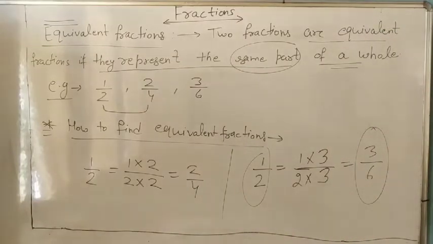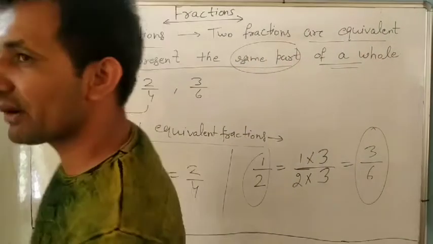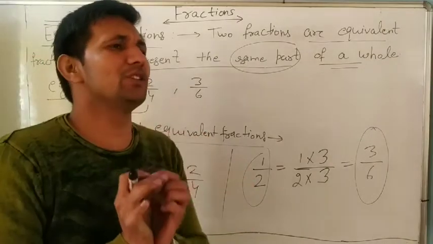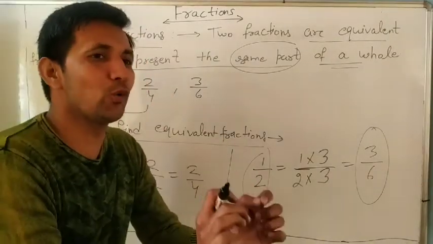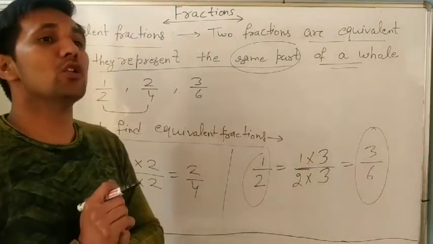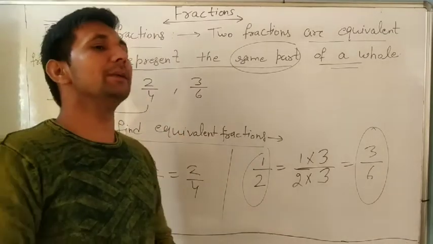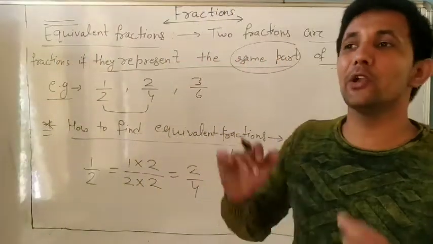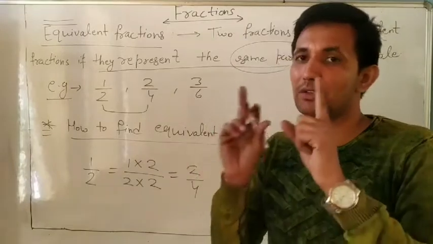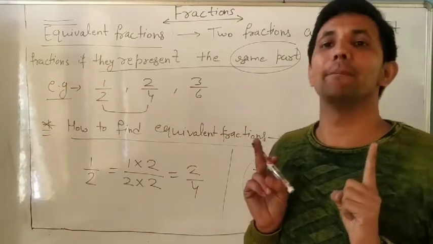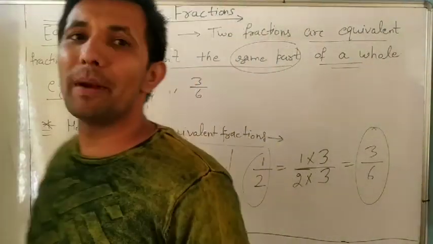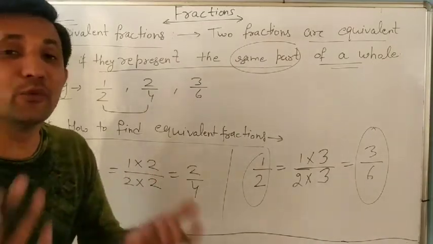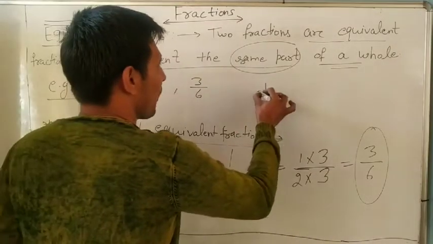3 by 6, all are equivalent fractions. In simple language, if we want to find an equivalent fraction, we can multiply the numerator and denominator by any number, but the number should be the same. Like this one, how many equivalent fractions can we find? Infinite.